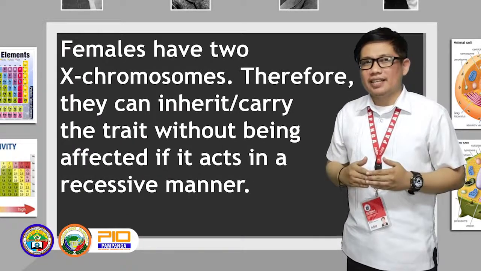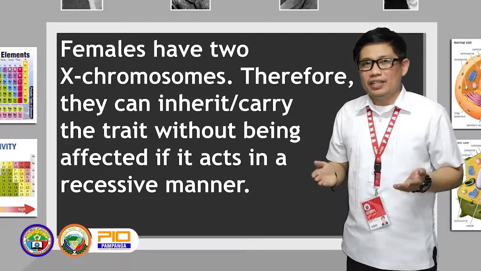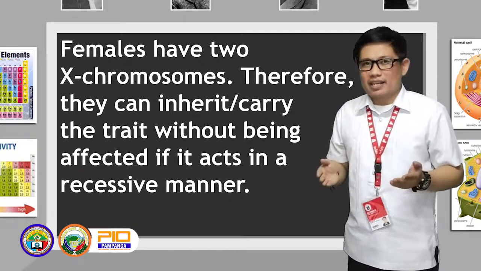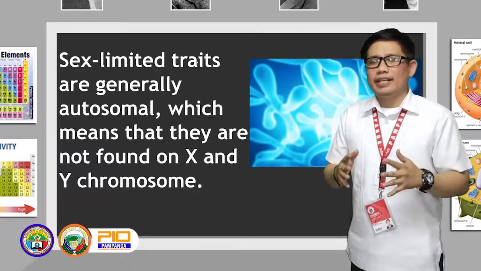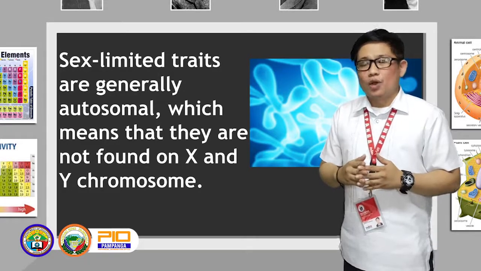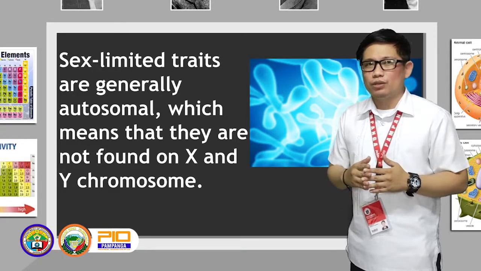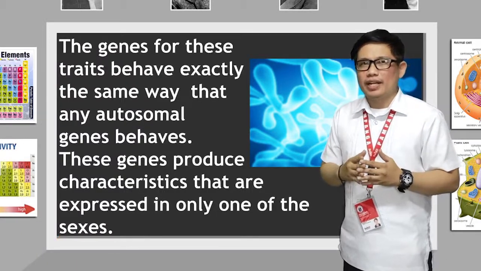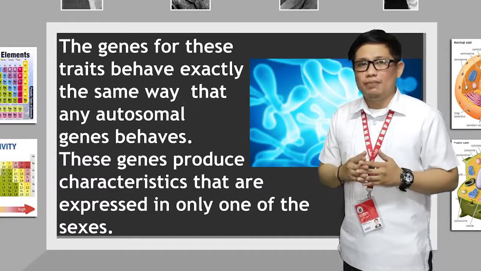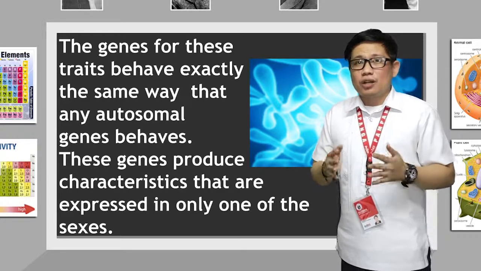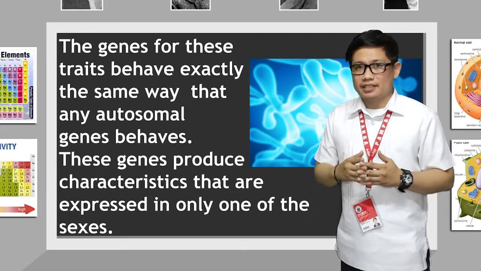Females, on the other hand, have 2 X chromosomes. Therefore, they can inherit or carry the trait without being affected if it reacts in a recessive manner. Sex-limited traits are generally autosomal, which means that they are not found on the X and Y chromosomes. The genes for these traits behave exactly the same way that any autosomal genes behave. These genes produce characteristics that are expressed in only one of the sexes.